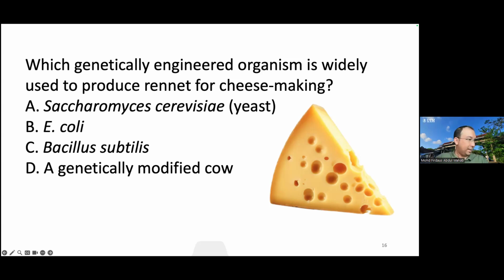What's the answer? A, B, C, D? So we have C, everybody saying bacillus. No one wants to say cow. Cow makes milk, right? But not producing the enzyme. So what's the answer? B. Oh, B and C.